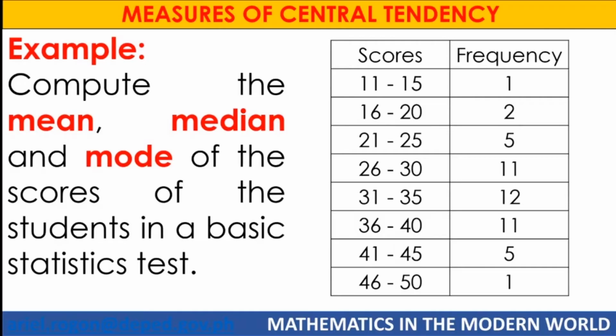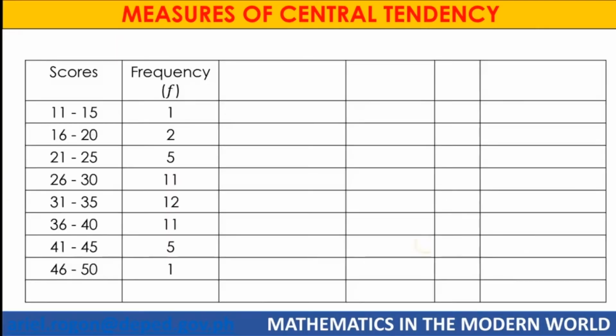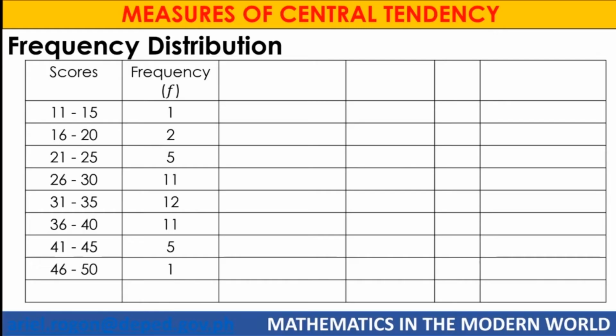For example, we are going to compute the mean, median, and mode of the scores of the students in a basic statistics test. The first thing that you're going to do, before we compute the mean, the median, and the mode, is make a frequency distribution. I'm going to show you this one. How are we going to make this frequency distribution?